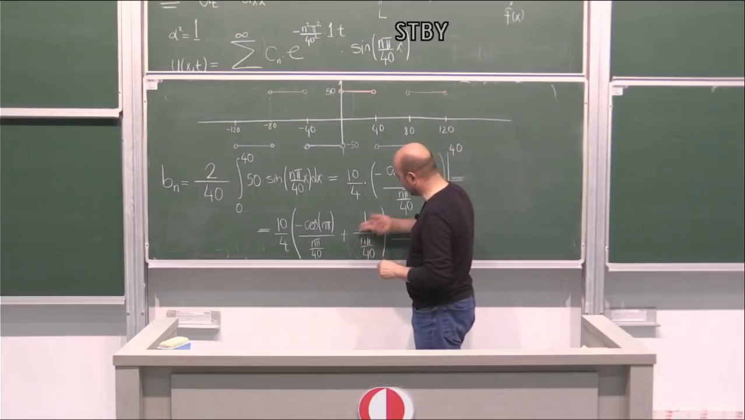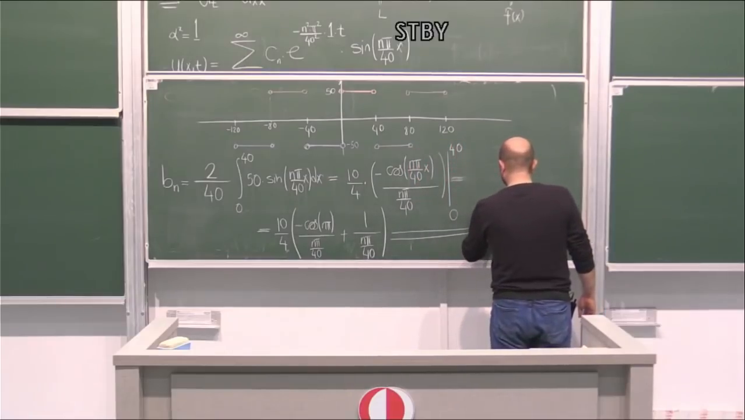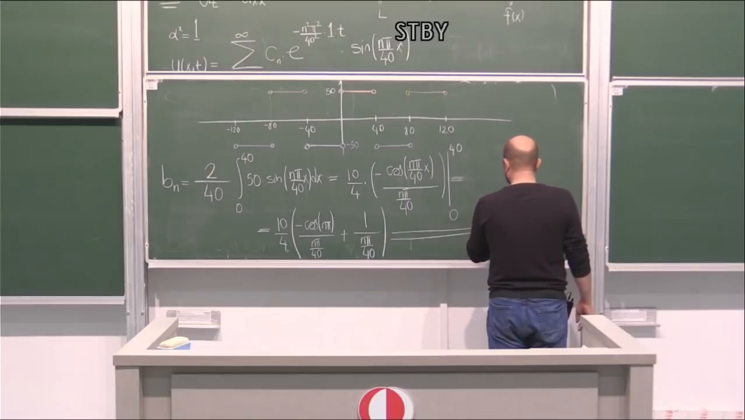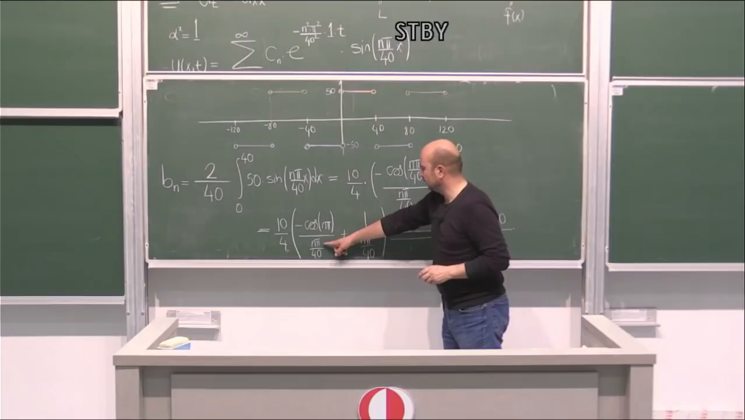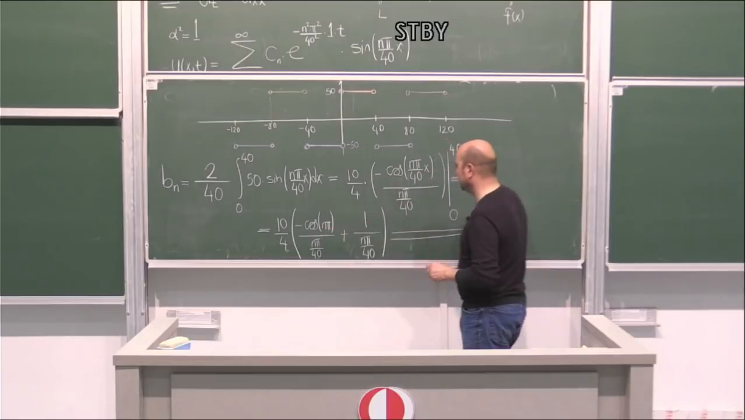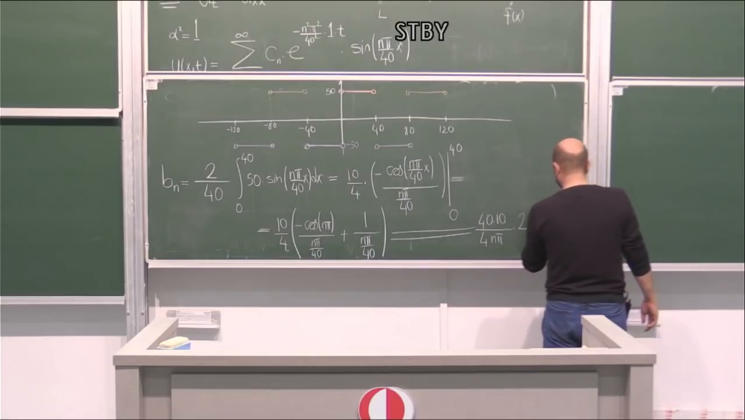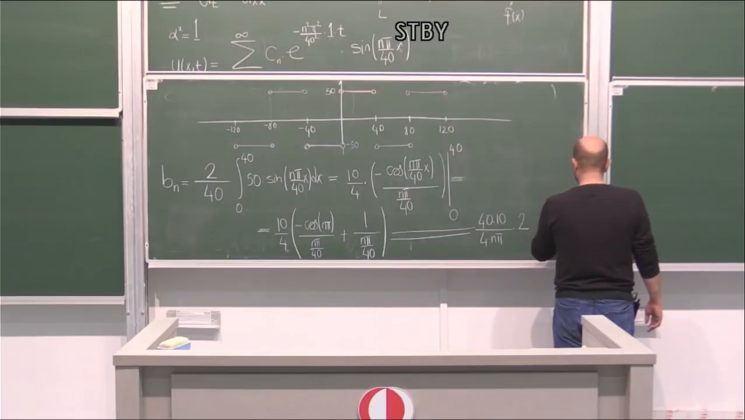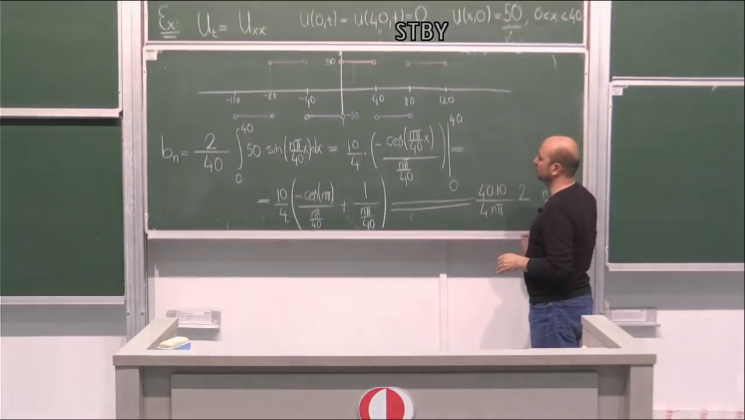So if you do this, let me just make it a long equality here. So we have here 40 over n pi. So we have 40 times 10 over 4 times n pi. And now this is going to be just 2. But this is only when n is odd. Otherwise it's going to be 0. So you can just do the cancellations and you can get the coefficients.